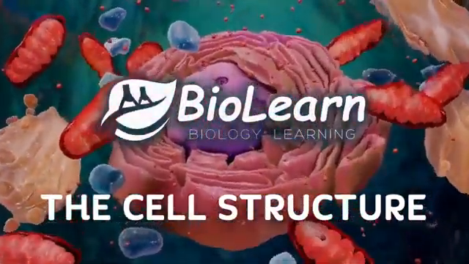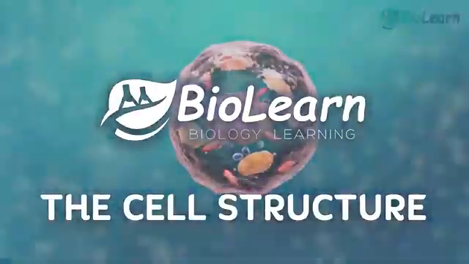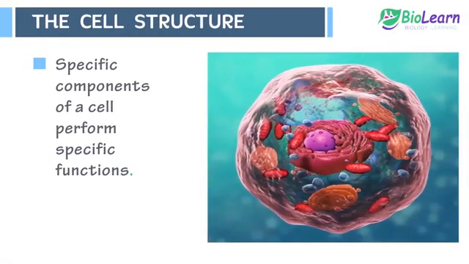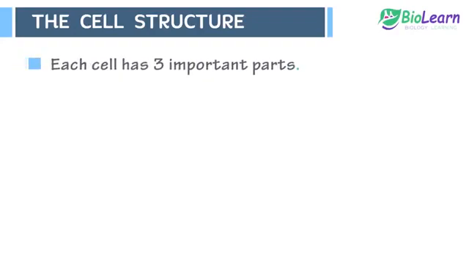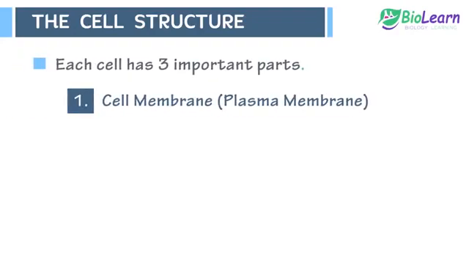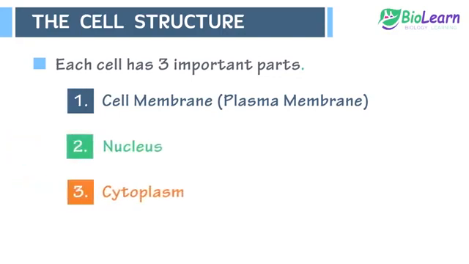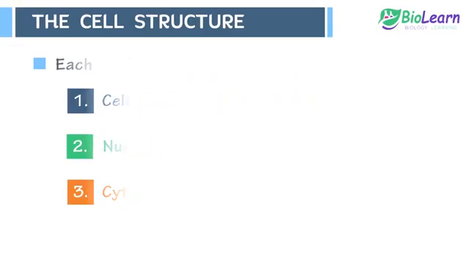Welcome to this video session about cell structure. Each cell is equipped with certain components which are responsible for the specific functions carried out by a cell. Each cell consists of three essential parts: cell membrane or plasma membrane, nucleus, and cytoplasm. Let us now understand each part in detail.